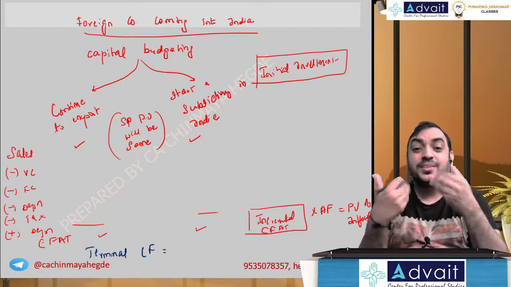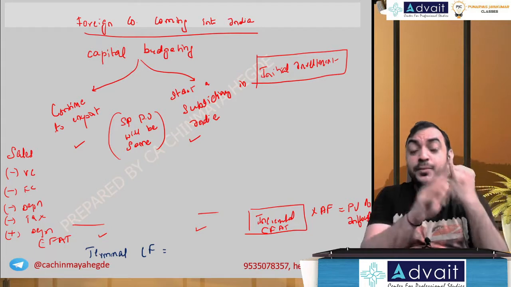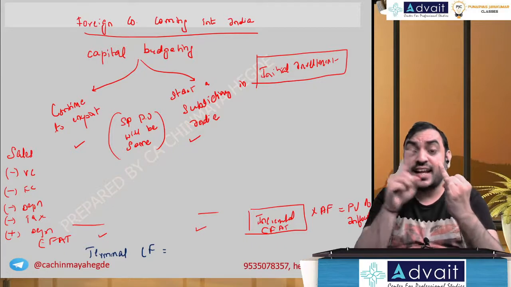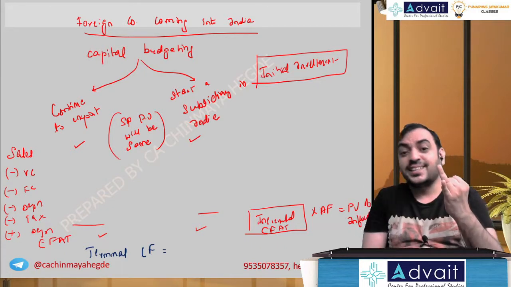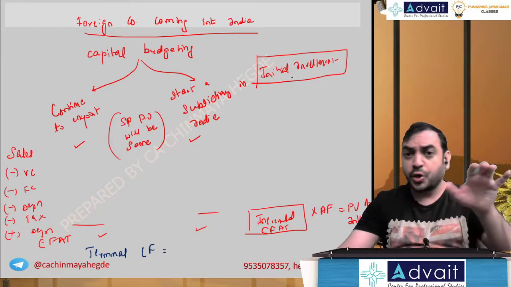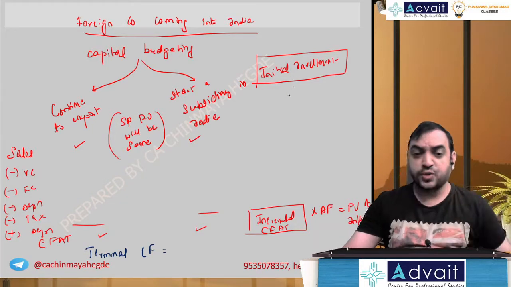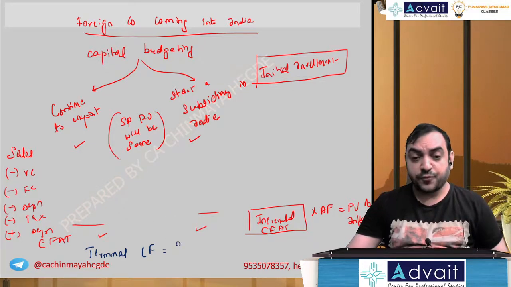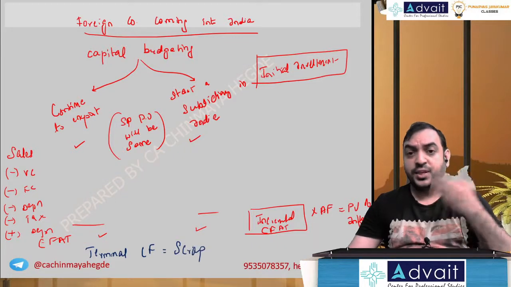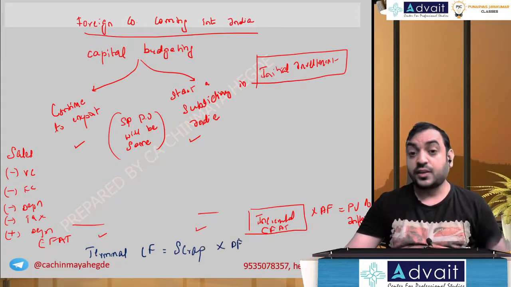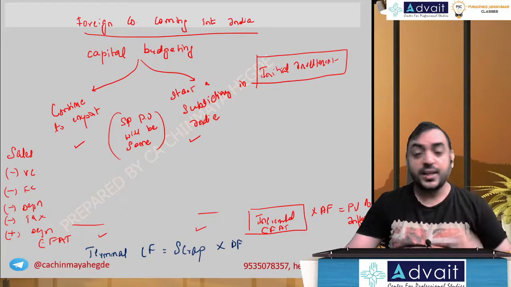Initial, what happens at the beginning; interim, what happens while the project is alive, which I am calling incremental; and terminal cash flow. What is terminal cash flow? When the project is completed, you will have, for the initial investment, scrap value if the asset is there, like machinery, plant, building and all. So that should be multiplied by the discounting factor. Why the discounting factor? Because that comes only once.